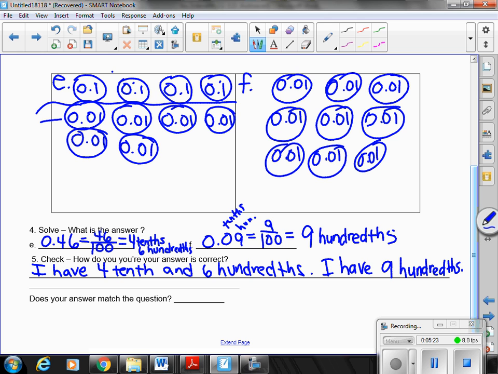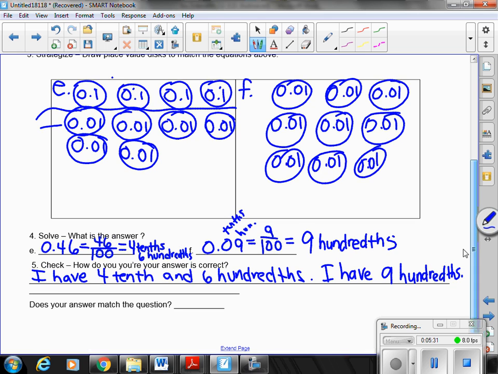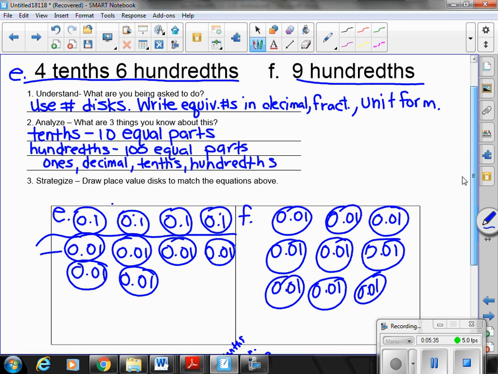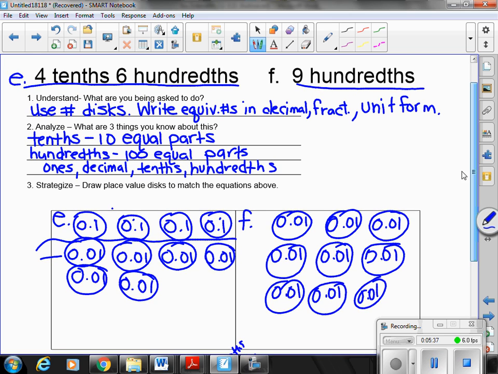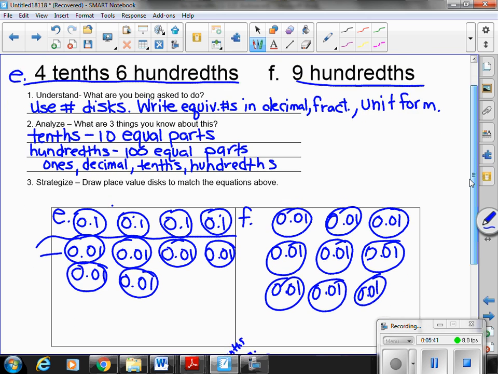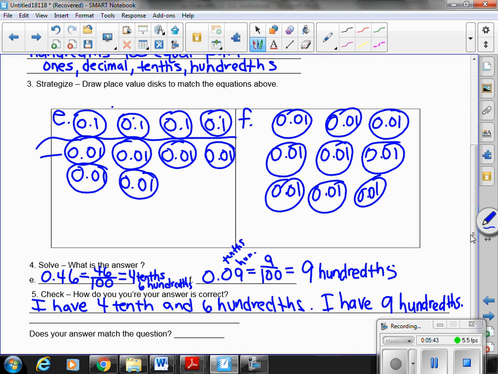Does my answer match? Please don't just write yes. That's meant to make you go back and read the question. Well, does it? Well, what was I being asked to do? Use number discs. Did I do that? Yes, I did. Did I write an equivalent number in decimal, fraction, and unit form? Well, here's my decimal form, my fraction form, here's my unit. Here's my decimal, fraction, unit. Now I can write yes because I really did go back and check.